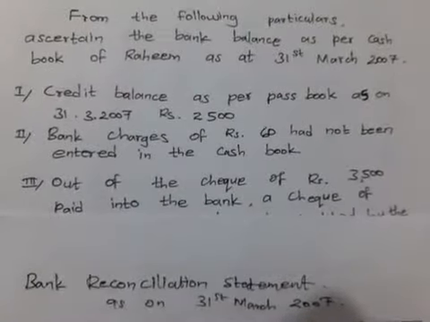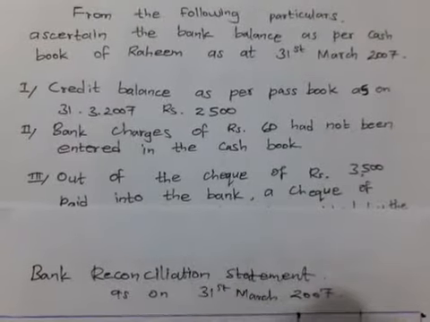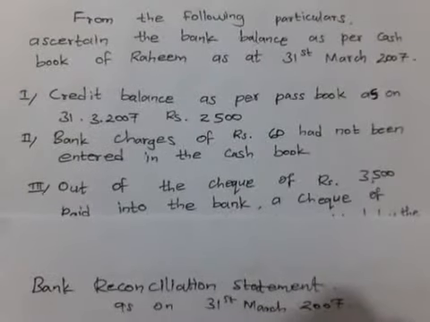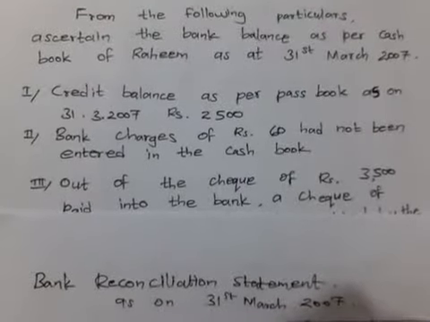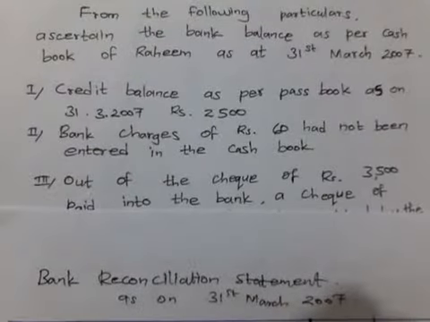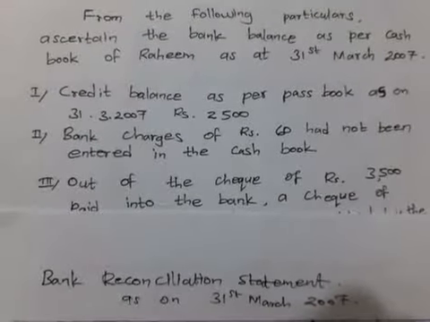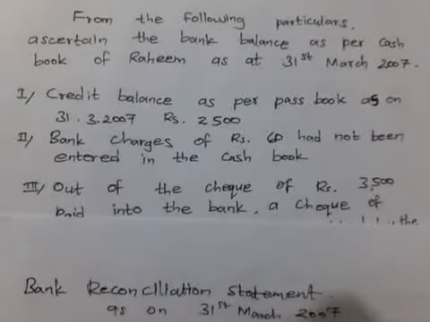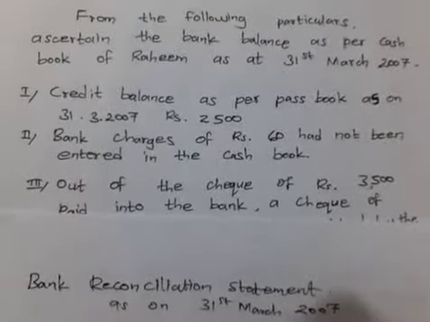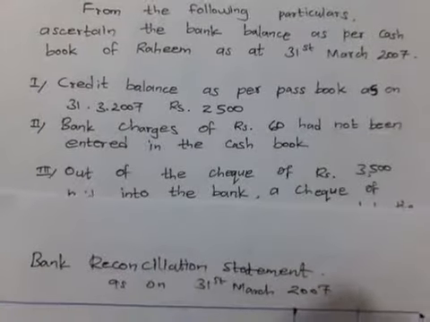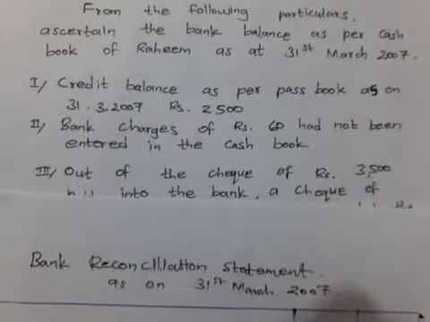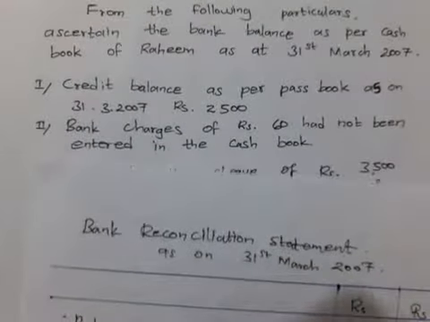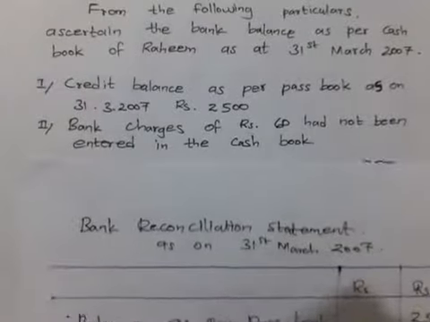The next one, the bank charges of rupees 60 had not been entered in the cashbook. So the bank charges of rupees 60 are deducted by the bank. That means it's already deducted from the passbook by the bank, but till now it's not deducted from the cash balance of the firm's books. So we have to add this amount because this is already deducted from the passbook balance. To find out the cashbook balance, we have to add the bank charges of rupees 60.